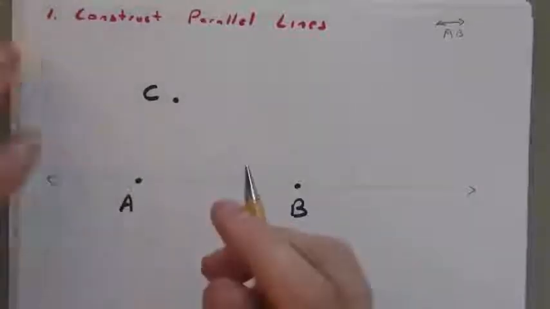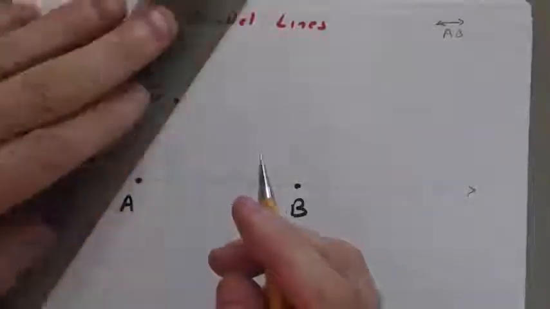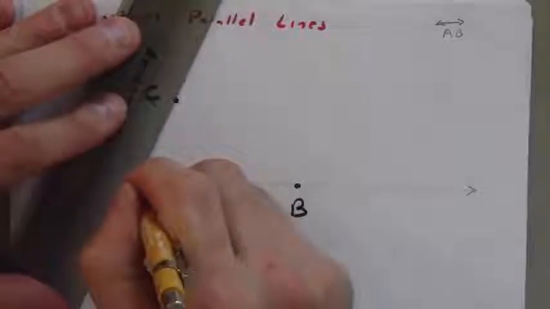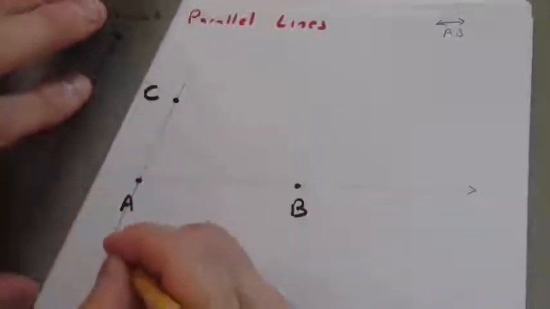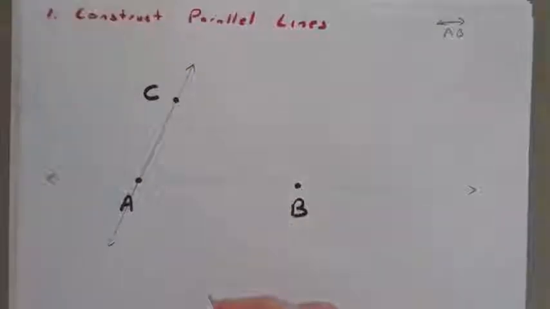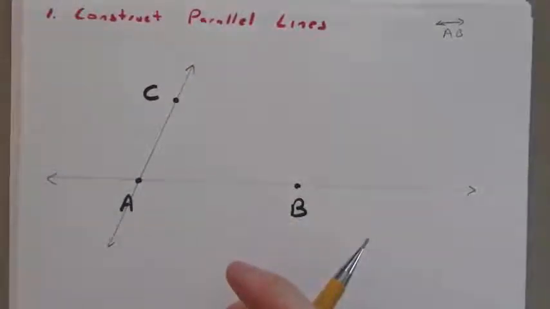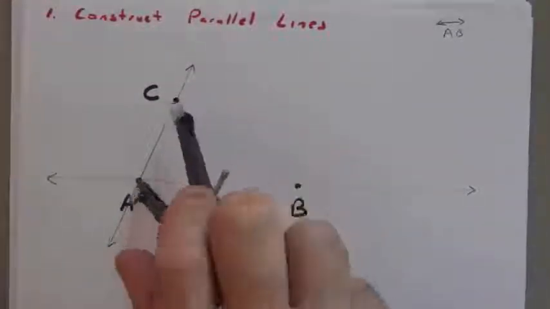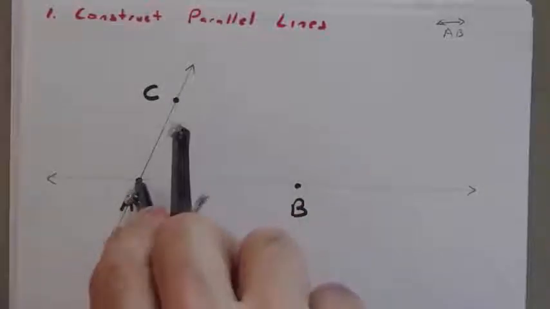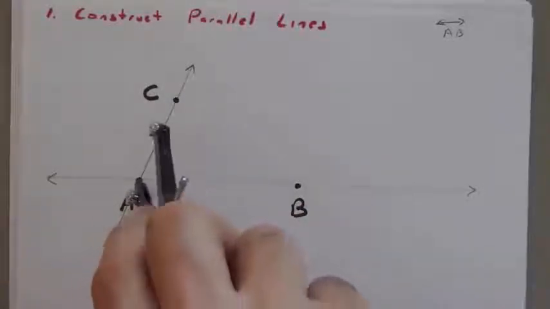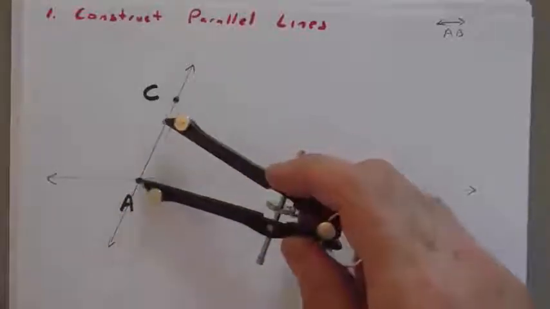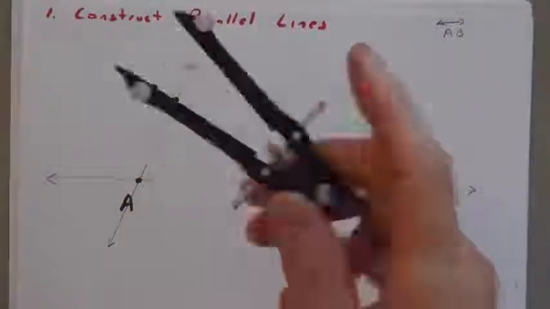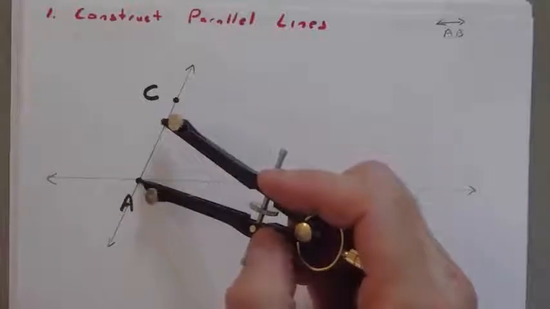So first step, draw a transversal that goes through A and C. So there's our transversal. And now we are going to create a situation where the corresponding angles are going to be congruent. So we're going to set this compass so that it doesn't reach the distance from A to C. It has to be more than half. So here we go. We're centered on A, and we draw an arc.